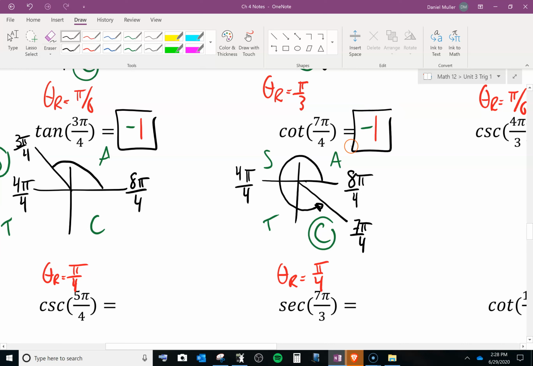So we're going to do some more of these flip ones. You can see down here, cosecant, secant, cotangent. We're going to be doing more of those now as well. So those will be in the next video.